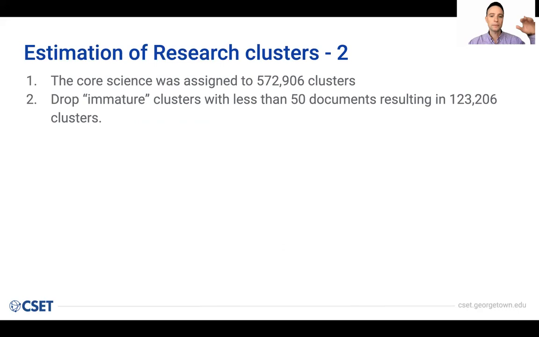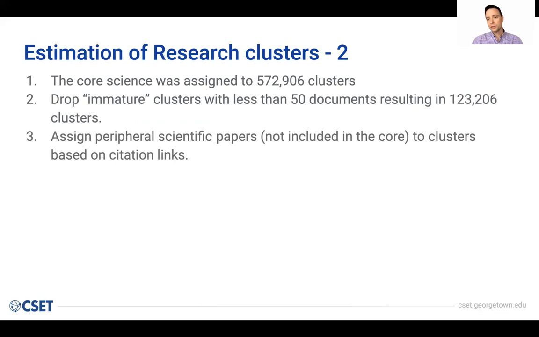So we will not use clusters that are less than 50 papers. We take these papers, erase the cluster identities, and redistribute these papers to the larger clusters based on citation links. So if a paper has a lot of links with a larger cluster, then this paper would be assigned to it. We do not drop these papers, they're just reassigned to larger clusters.